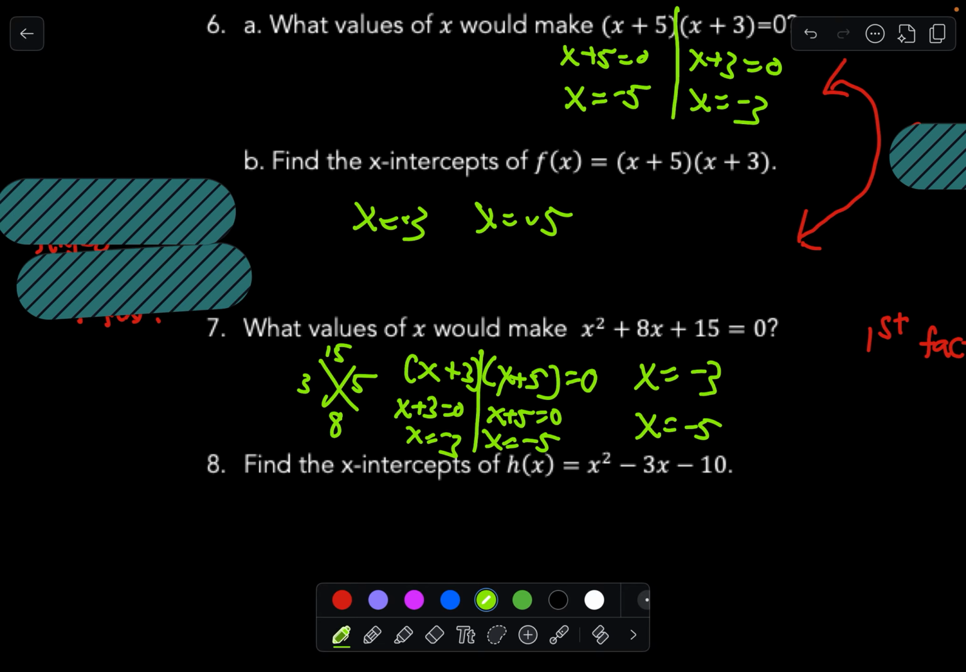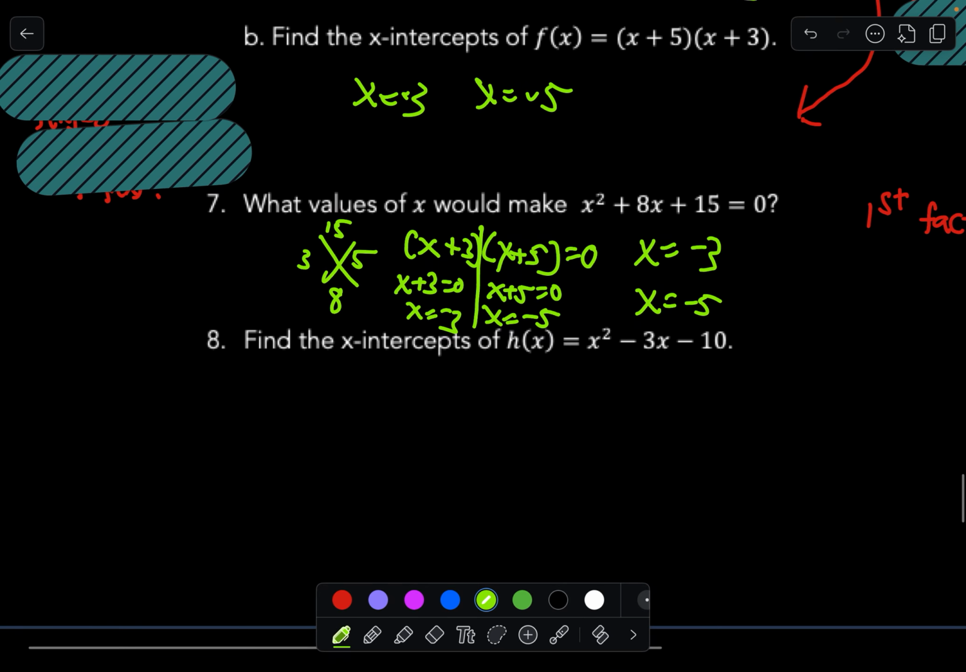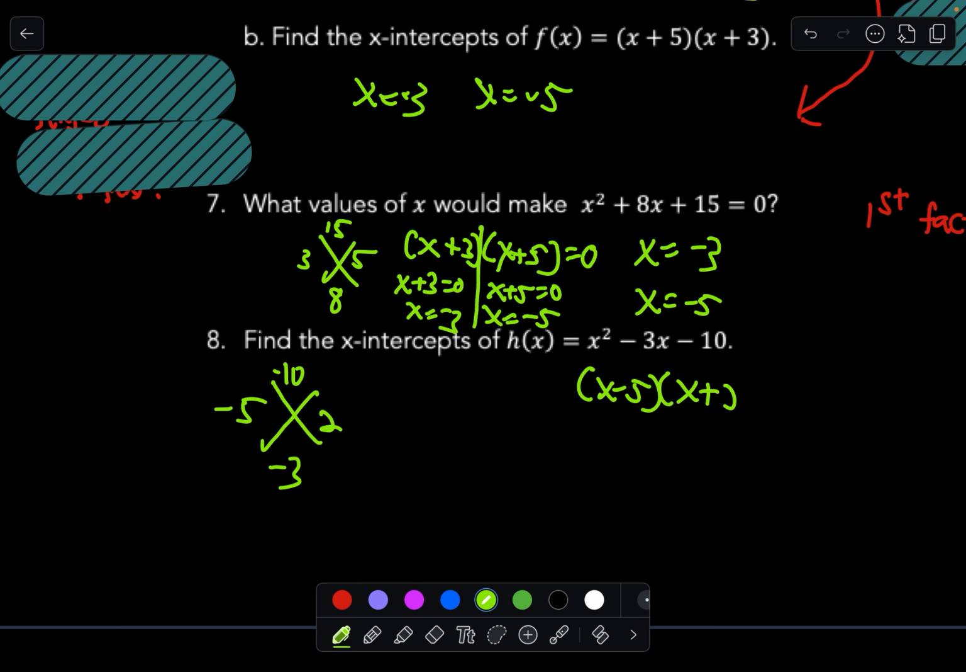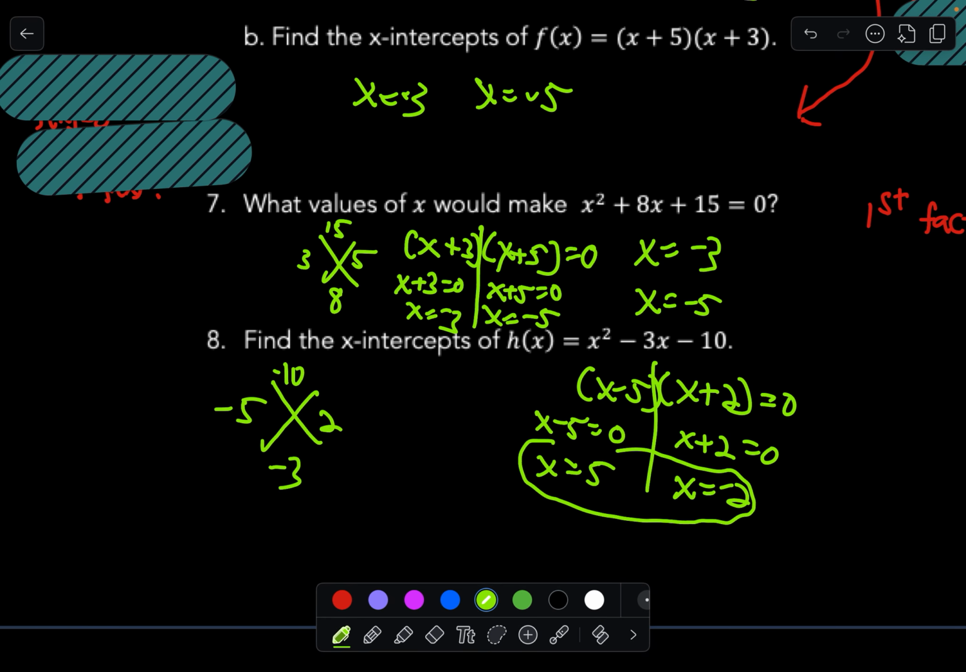But the first step was to factor. Find the x-intercepts of x squared minus 3x minus 10. Well, we're factoring, so what multiplies to negative 10 and adds up to negative 3? That's going to be negative 5 and 2. So we can rewrite this as (x minus 5) times (x plus 2) equal to 0. Set each factor equal to 0 and solve. That gives you x equals 5. Set x plus 2 equal to 0 and solve: x equals negative 2. And that's the two answers.